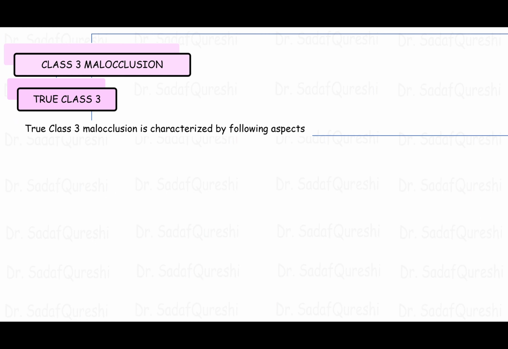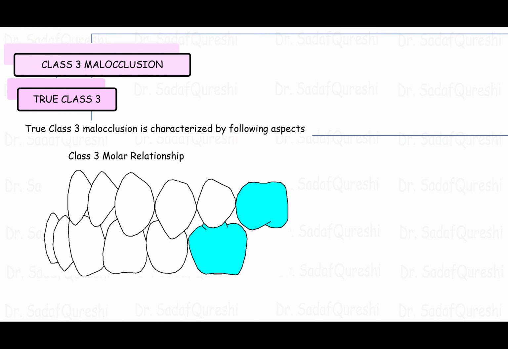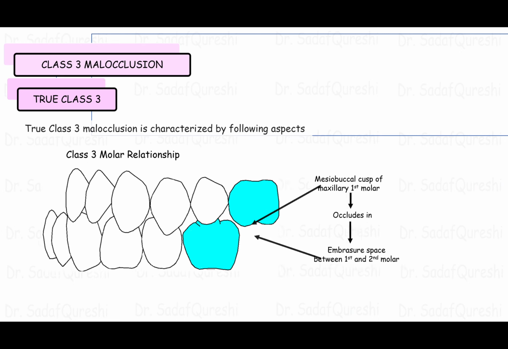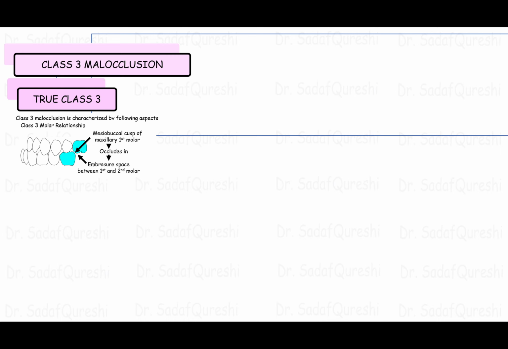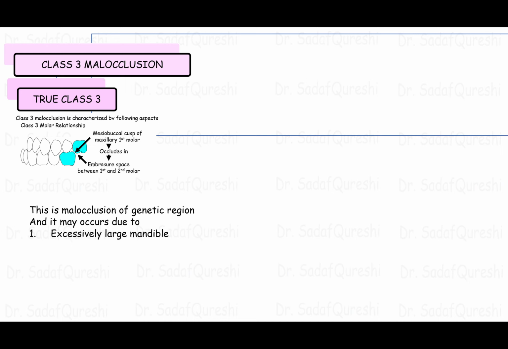True class 3 malocclusion is characterized by class 3 molar relationship, that is mesiobuccal cusp of maxillary first permanent molar occludes in the embrasure space between first and second mandibular permanent molars. That is class 3 molar relationship. True class 3 has class 3 molar relationship and it is basically the malocclusion of genetic origin, and that's why this is called as true class 3 malocclusion. And it may be due to excessively large mandible. When the mandible is too large, it can cause true class 3 malocclusion, or when mandible is forwardly placed, it can also cause true class 3 malocclusion.